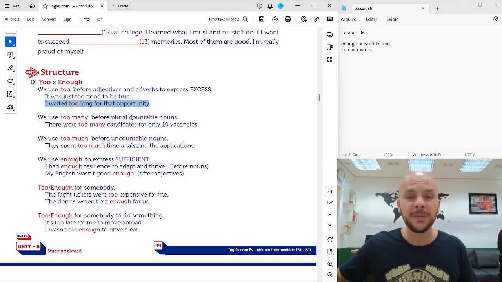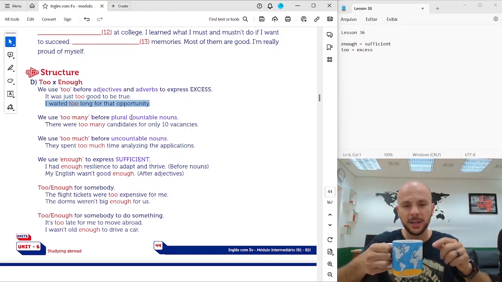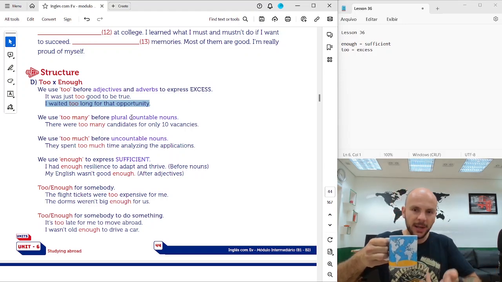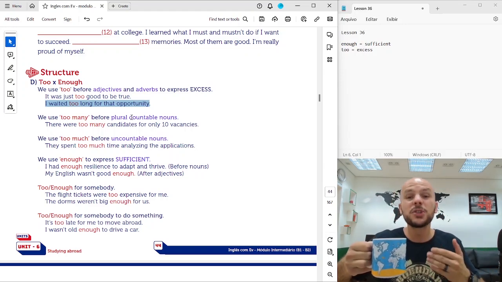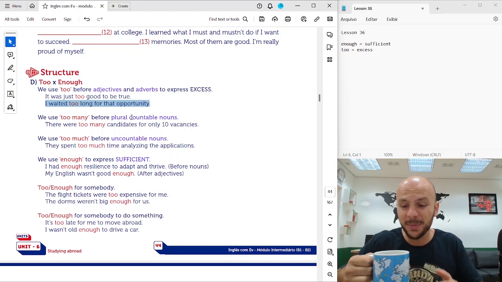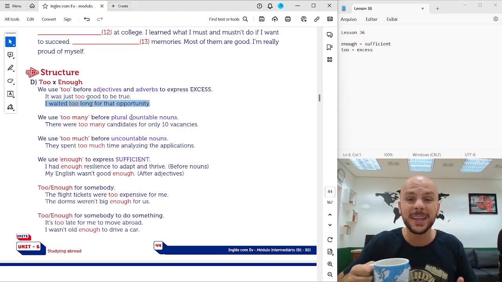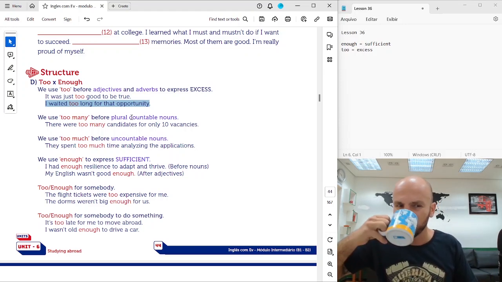For example, if I ask you to put some water here and then if the water is falling, I say, stop, stop. That's too much, okay? Because it's more than necessary. It's excess, all right?